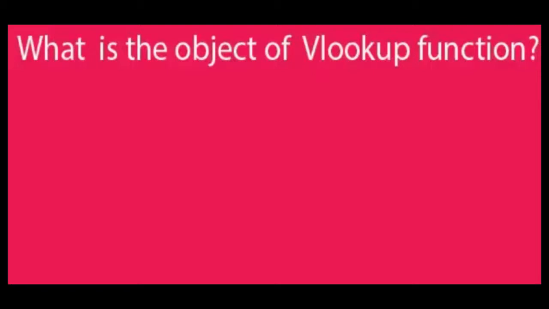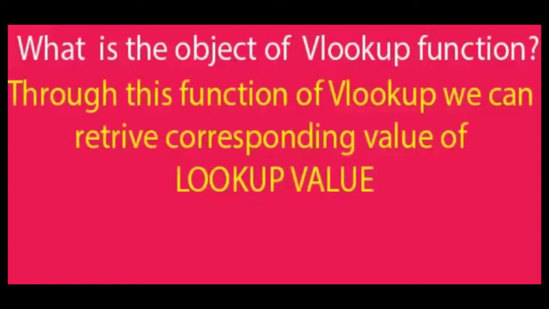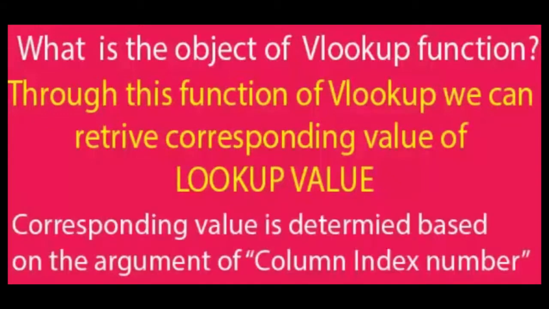And my final question is, what is the object of the VLOOKUP function? Through the VLOOKUP function, we can retrieve the corresponding value of the lookup value. The corresponding value is determined based on the column index number argument.